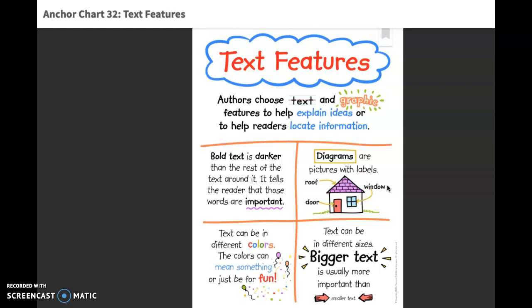Text can also be in different colors. These colors can mean something important, or they could just be there for fun in a story.